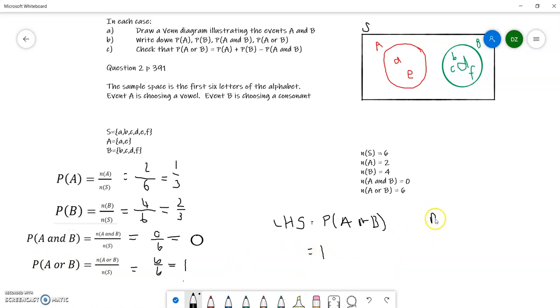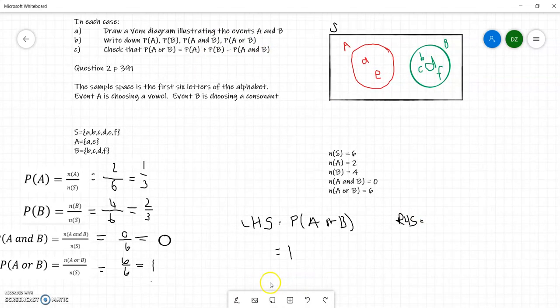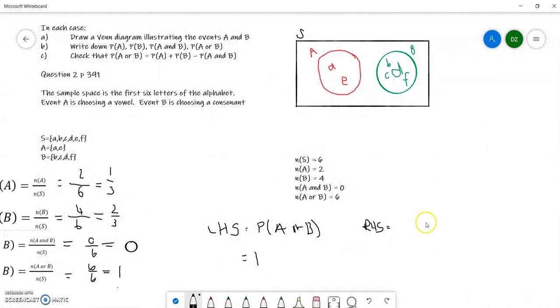Now let's check the right-hand side. My right-hand side of the initial question is that I must calculate probability of A plus probability of B. Let me just move the screen up a bit because I'm going to need it. Probability of A plus the probability of B. I do apologize for the untidiness. It's not easy writing with a mouse. And lastly, the probability of A and B is minus.